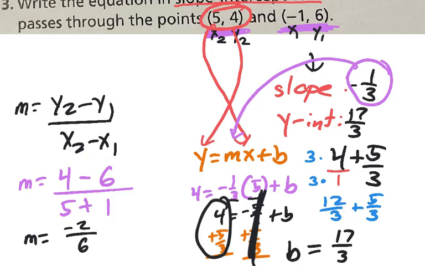So what was the point of this problem? To put it in slope-intercept form. What things do I need to put something in slope-intercept form? The slope and the y-intercept. Do I know those things? I do now. Plug them in because they never change. So y equals negative 1/3 x plus 17 thirds.